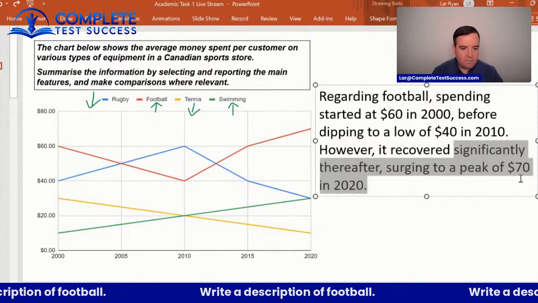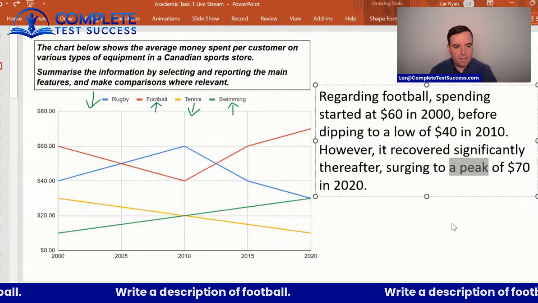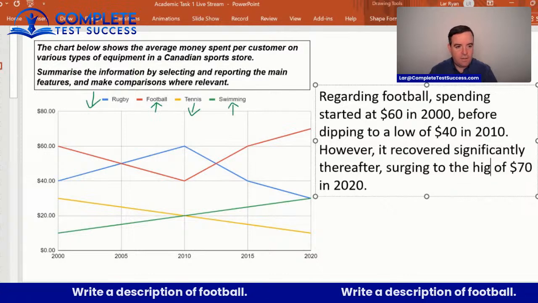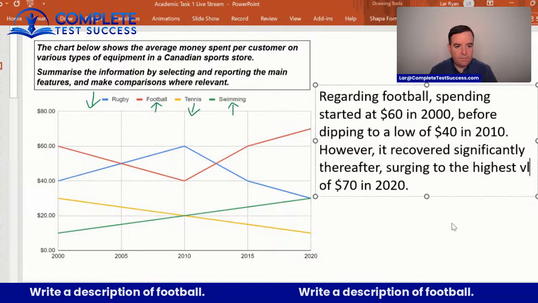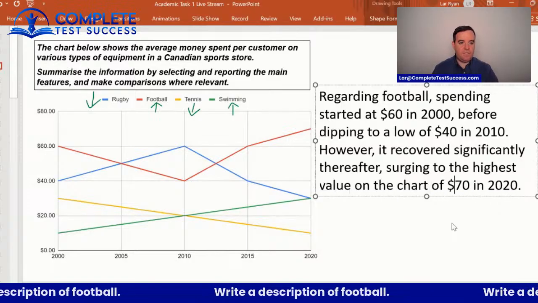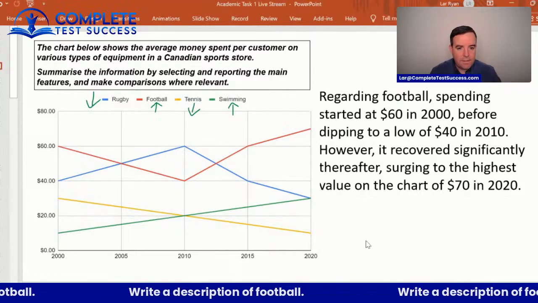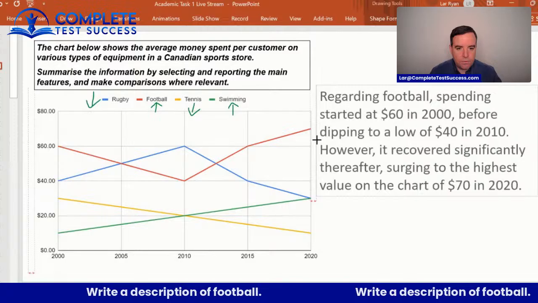It recovered significantly after surging to the highest value on the chart of $70 in 2010. Okay. Right.